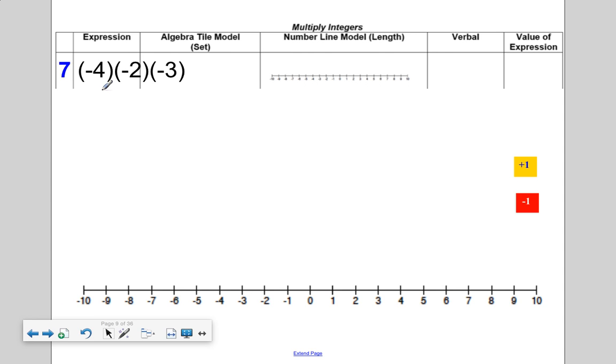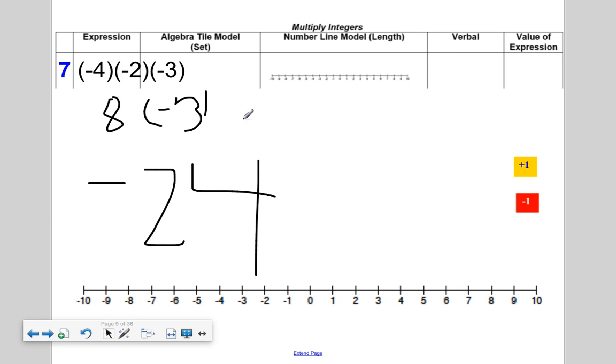Next one, another 3 numbers. So let's look at the first pair of numbers. What's the opposite of 4 times -2? 4 times -2 is -8, because 4 groups of -2 is -8. The opposite of that is 8. Or you can see it as this: what's the opposite of a negative? Positive, 8. So we need to multiply 8 groups of -3. 8 groups of -3, so -3, -3, -3, -3, -3, -3, -3, -3. 8 groups of -3 would be -24.